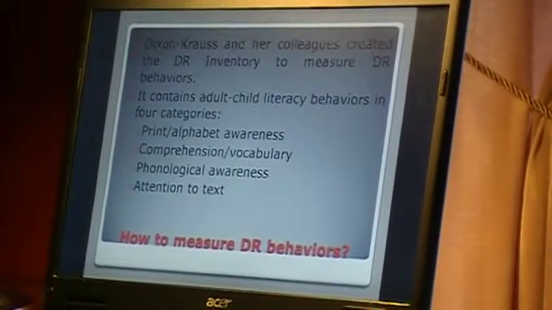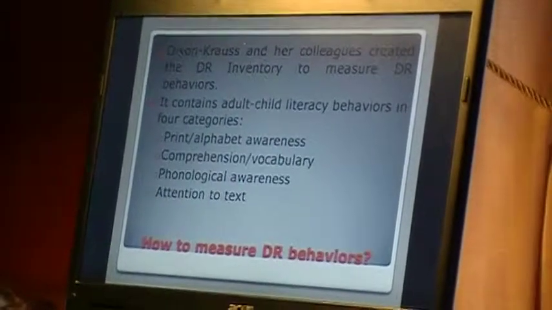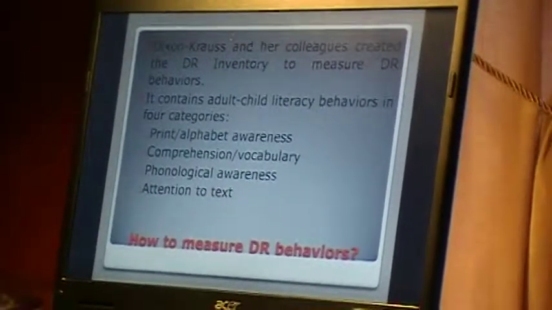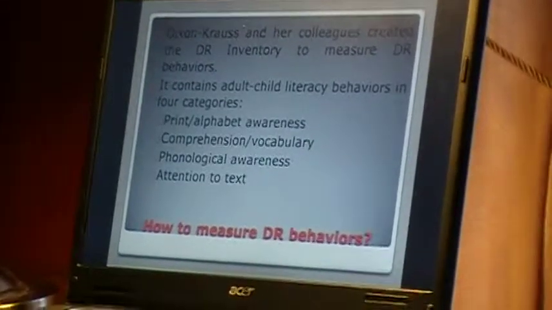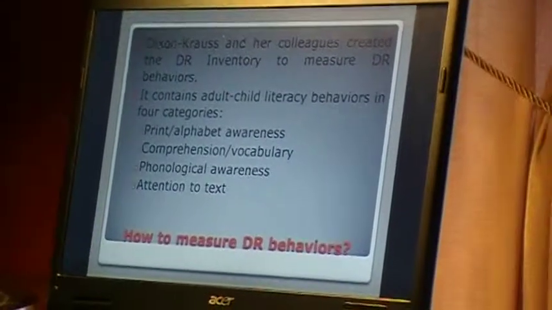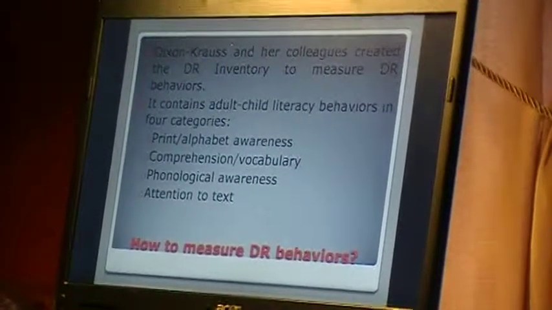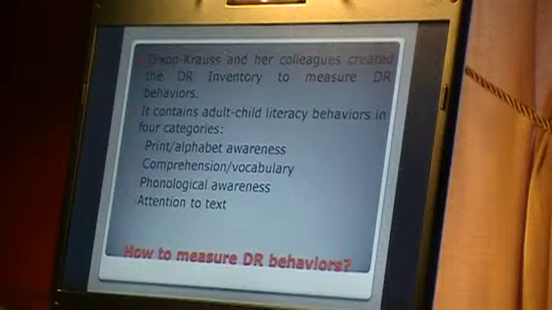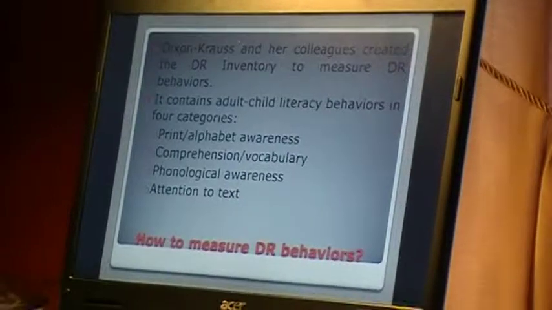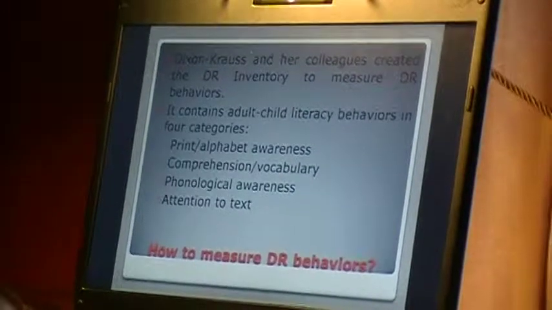How to measure dialogic reading behaviors? Dixon, Krause, and her colleagues created the dialogic reading inventory to measure dialogic reading behaviors. The reliability and validity of the dialogic reading inventory was determined in an experiment that involved parents reading 2 books to their children. Those parent-child dialogic reading sessions were videotaped, and the data from the videos was analyzed. An observer watched the parent-child storybook episode and tallied how many times he or she observed a specific literacy behavior.